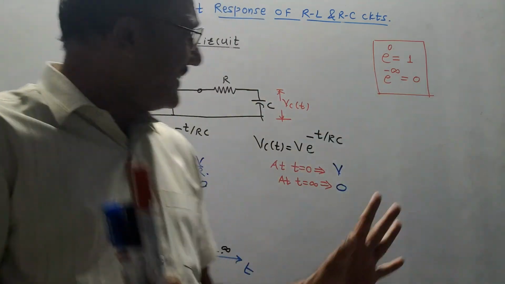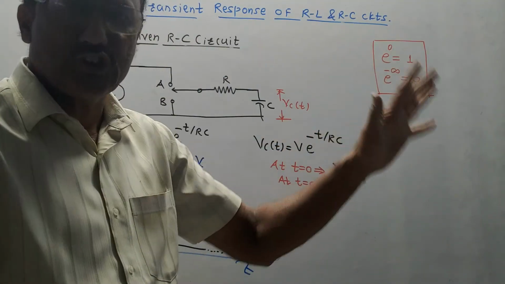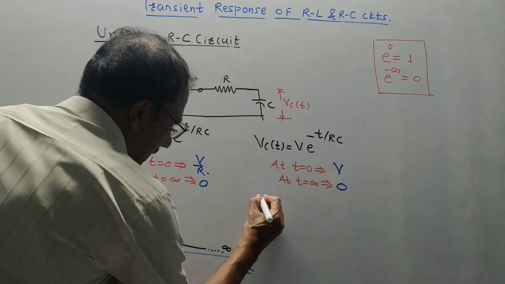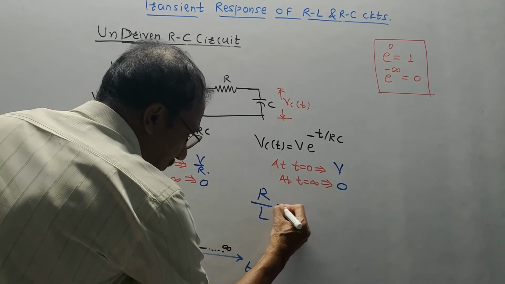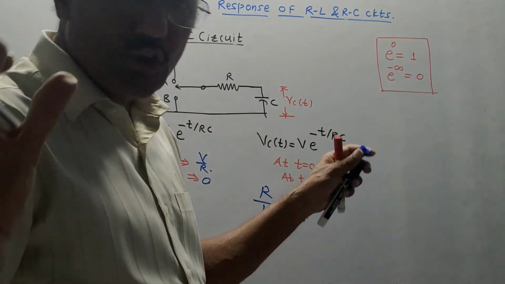One important part in this case is that this term, 1 by RC, is known as the time constant of the circuit. In the earlier derivation, we were getting the term R by L. The reciprocal of this, that is L by R, is known as the time constant of the circuit.